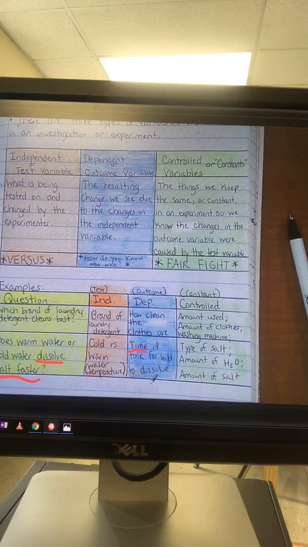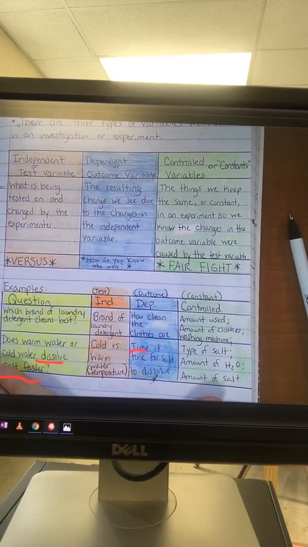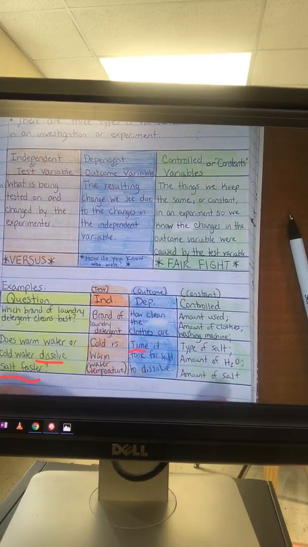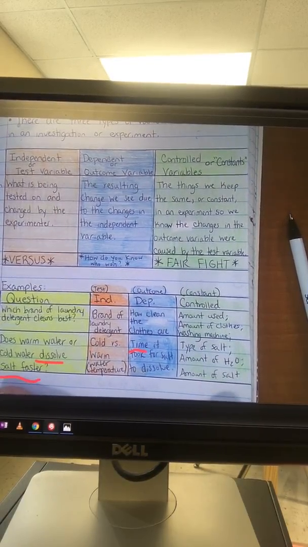All right, we'll talk more about this, but hopefully you guys have a little bit better understanding of these variables, and we'll do some practice problems with some new testable questions. Okay, good job.